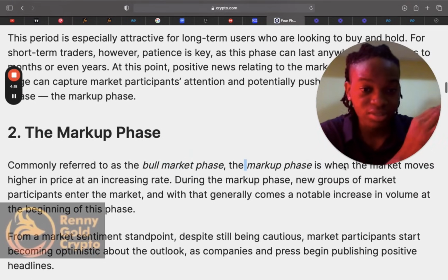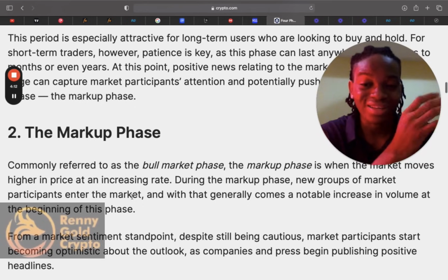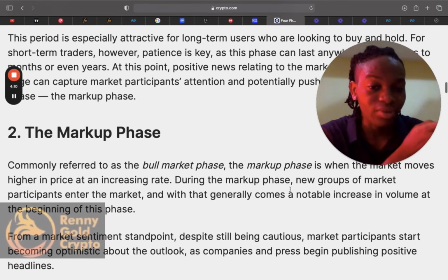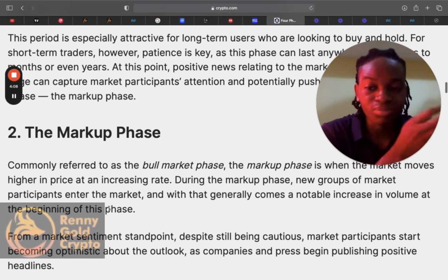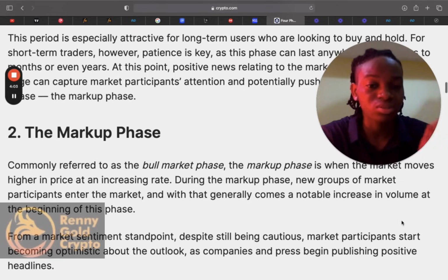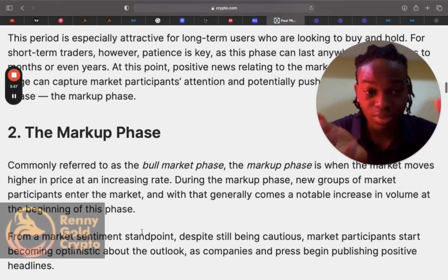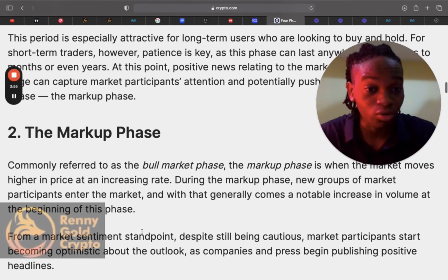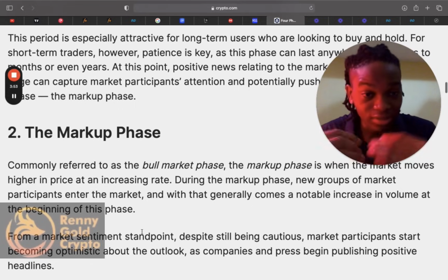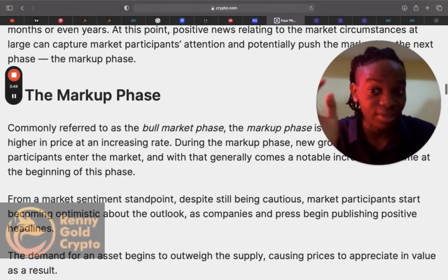The markup phase is when the market moves higher in price at an increasing rate. During the markup phase, new groups of market participants enter the market, and with that generally comes a notable increase in volume at the beginning of this phase, meaning that this is the phase we are in right now. A lot of people are not going to be scared to buy coins, because right now they are seeing that the market is increasing.